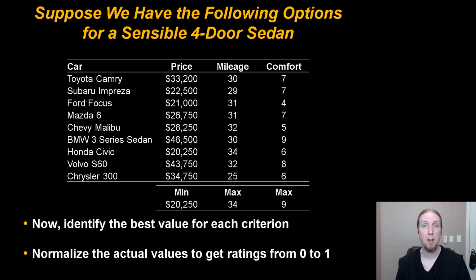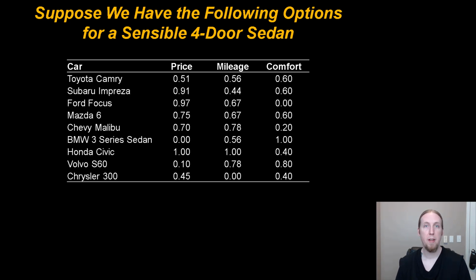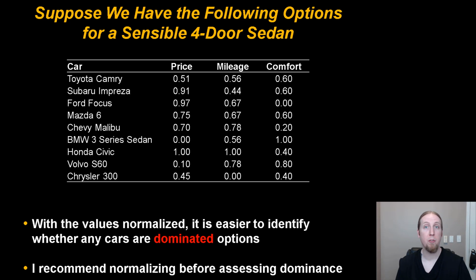Now we want to normalize the values for each criterion so that they range from 0 to 1. To do this, we'll use the same method shown in the previous video. Once we've done that, we can now see that on each of the 3 criteria, we have values for each car ranging from 0 to 1, where 0 represents the worst option and 1 the best option for that particular criterion.